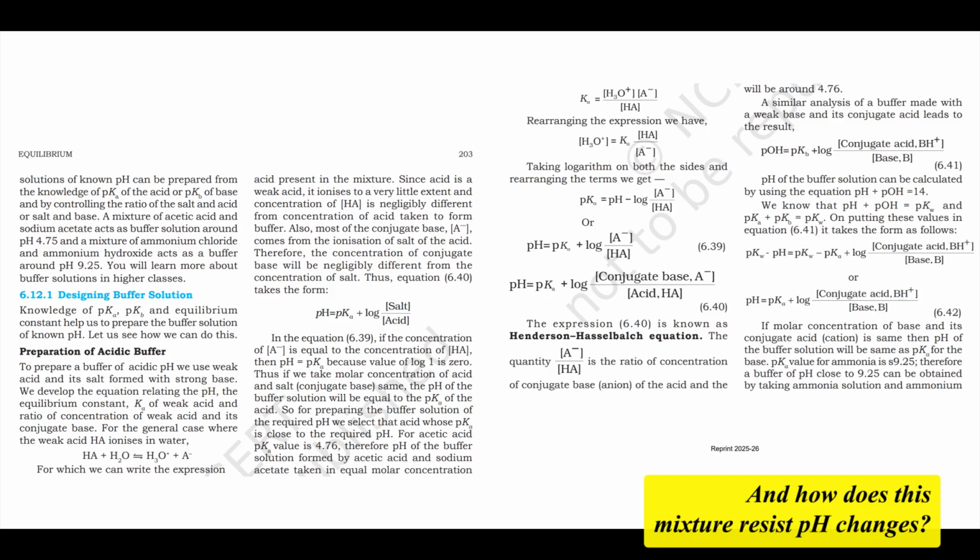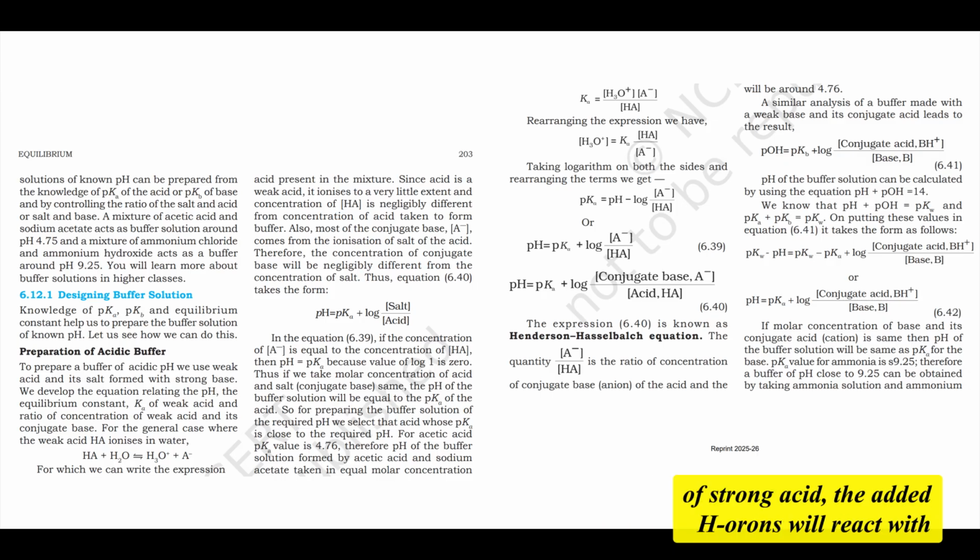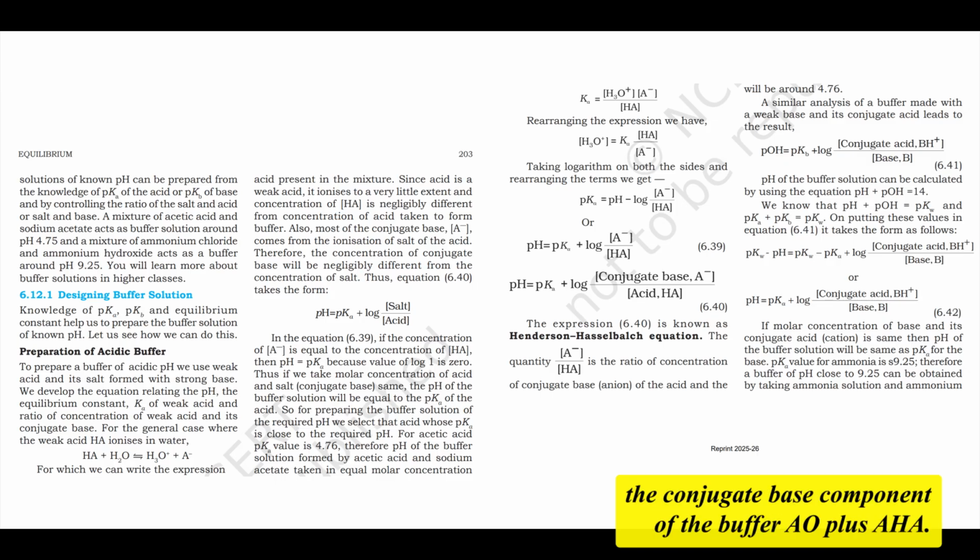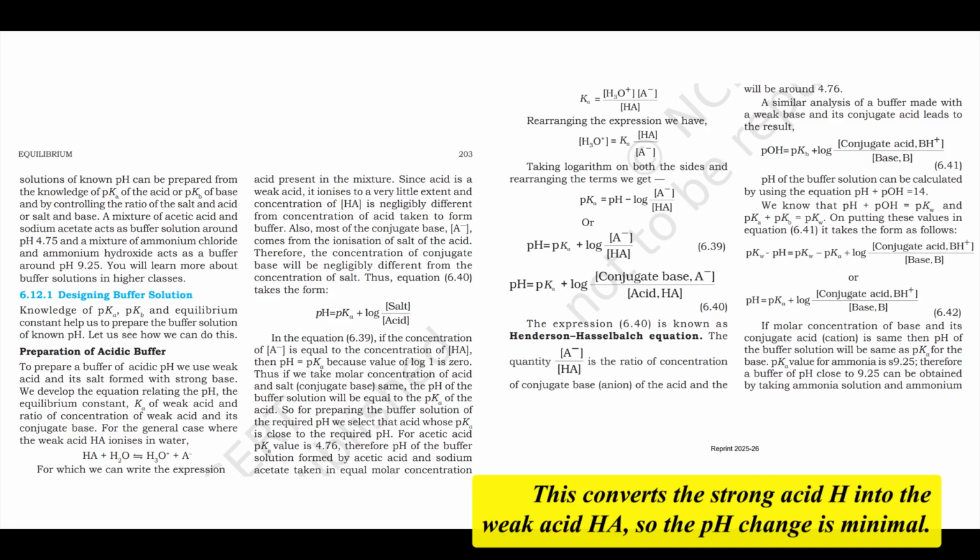And how does this mixture resist pH changes? What happens when you add acid or base? Let's take the acidic buffer, HA/A-, acetic acid/acetate, as an example. If you add a small amount of strong acid, the added H+ ions will react with the conjugate base component of the buffer: A- + H+ gives HA. This converts the strong acid H+ into the weak acid HA, so the pH change is minimal.